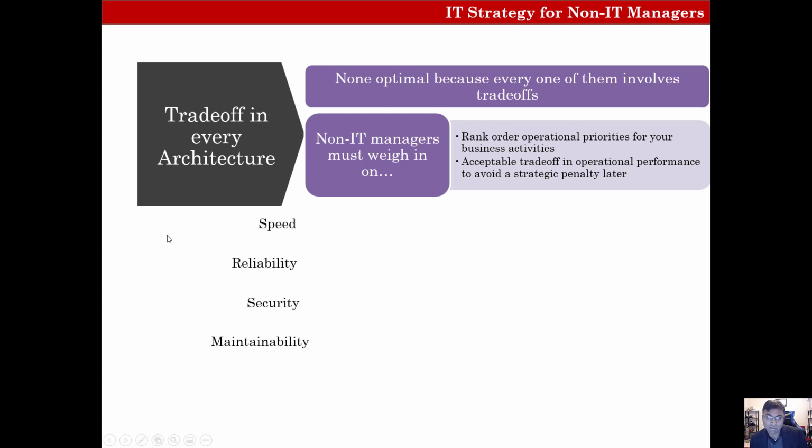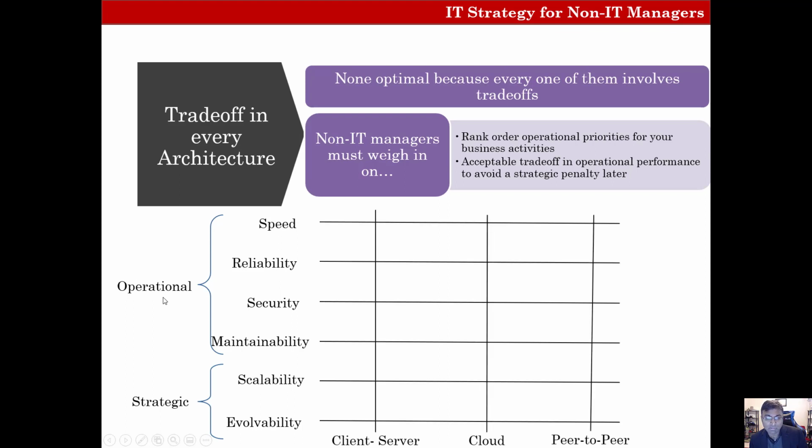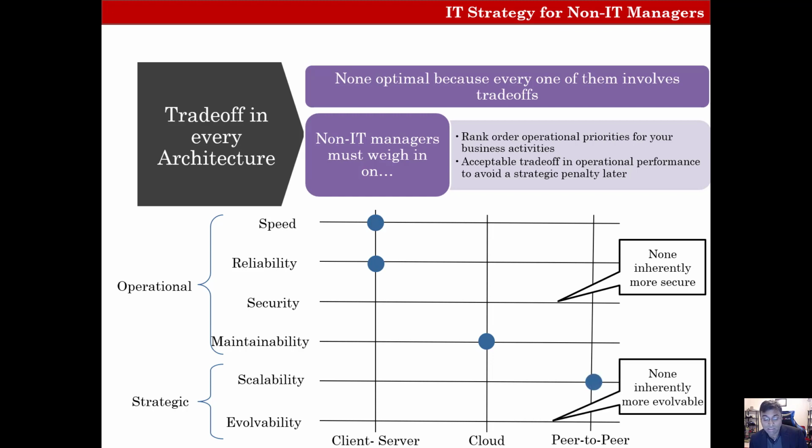Here are the issues we're going to look at: speed, reliability, security, and maintainability. These are operational. Then you have the strategic ones, which are scalability and evolvability. If you look at it, client-server architecture can be fast and reliable. None are inherently secure. Cloud computing is easier to maintain. Peer-to-peer is a lot more scalable, and none are inherently more evolvable.